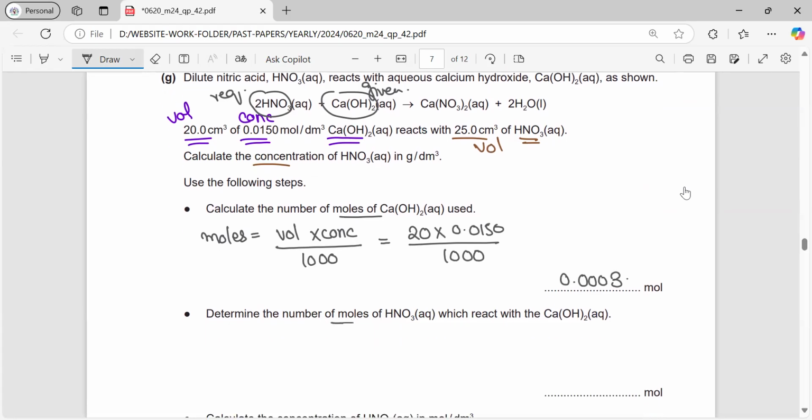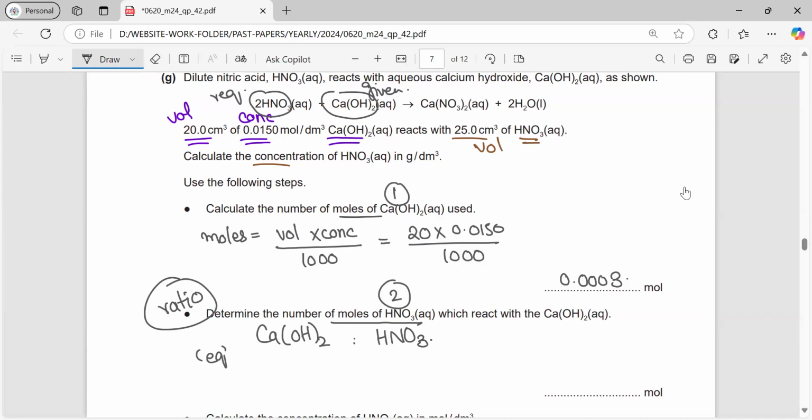Next is to determine the number of moles of nitric acid. If we have the number of moles of one substance and we have to calculate the number of moles of the second substance, we'll take the ratio. First, we'll take the ratio from the equation. You can see in the equation that calcium hydroxide is 1 mole and nitric acid is 2 moles. So if one is reacting with 2 nitric acid, then 0.0003 calcium hydroxide will react with how much? We'll multiply it by 2 and the answer comes out to be 0.0006.